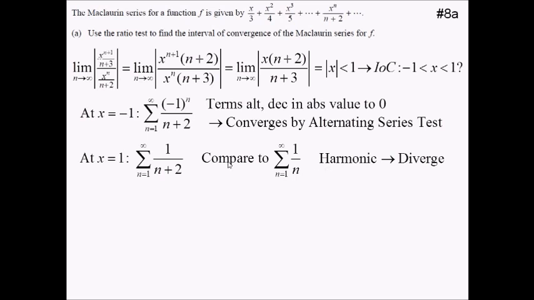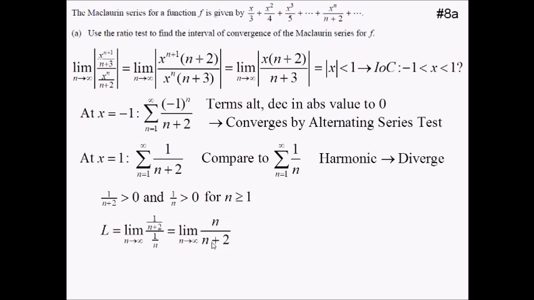So let me establish that these series are both positive, and they are. 1 over n plus 2 is greater than 0, as is 1 over n, for n values 1 or greater. So now let me take the limit as n approaches infinity of my original, 1 over n plus 2, over my harmonic series, my comparison series. Same change flip, that's n over n plus 2. And I'll let this equal L. This limit is just going to be 1.